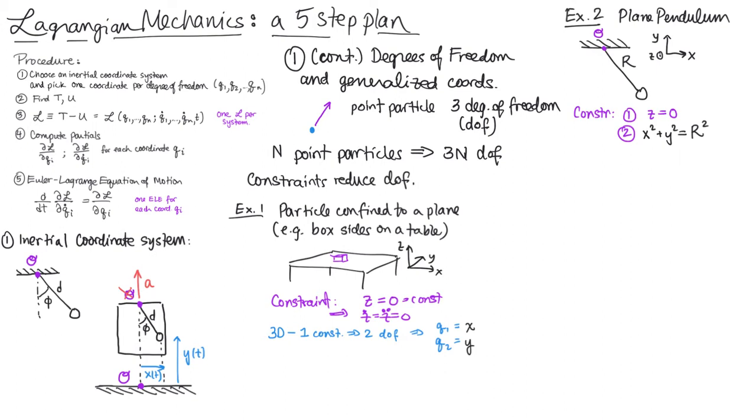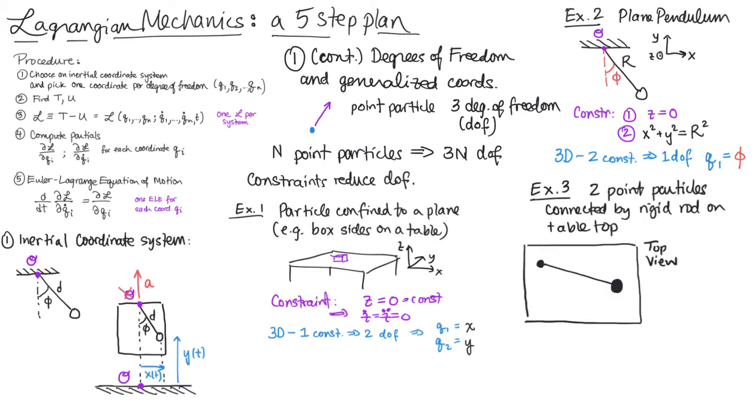So in this case, we have one particle, so that's in general 3D, but we have two constraints, okay, and therefore we have 1 degree of freedom. And we need a coordinate for that 1 degree of freedom. And what we typically use is the angle of the pendulum from vertical as our generalized coordinate.